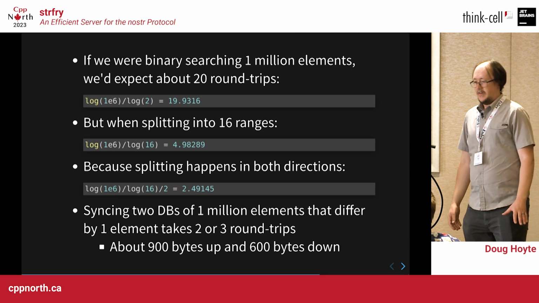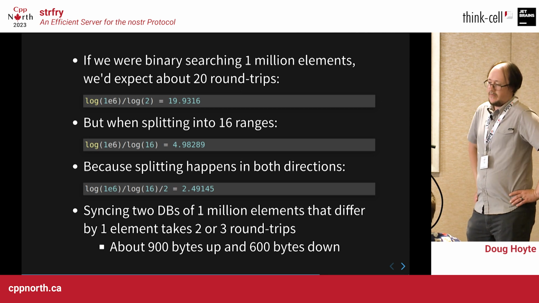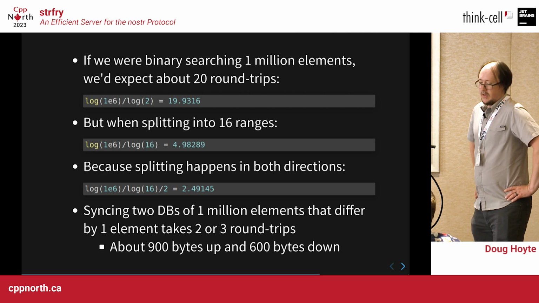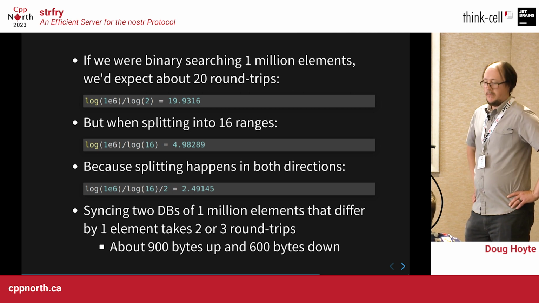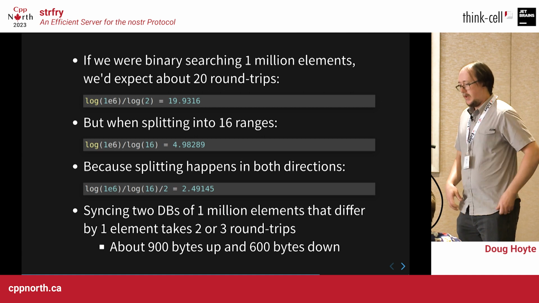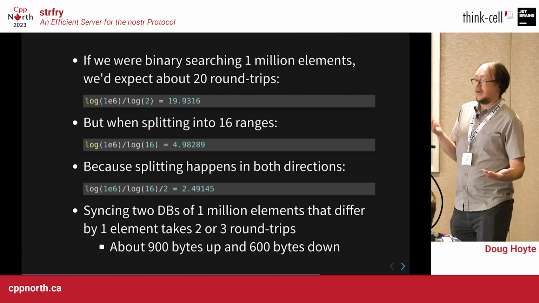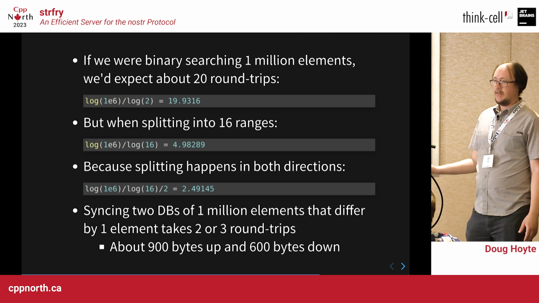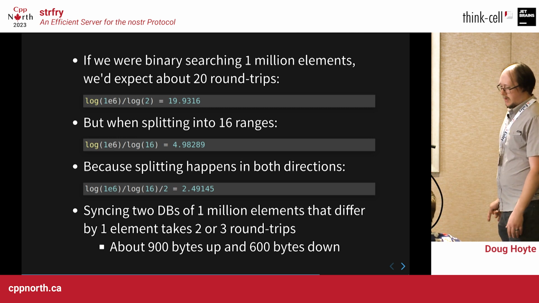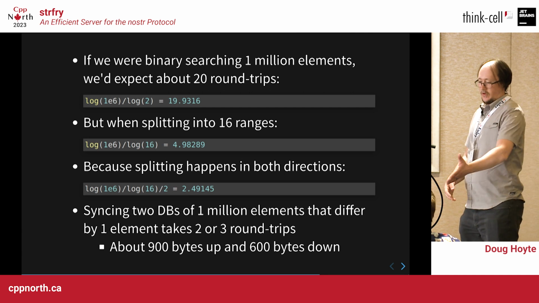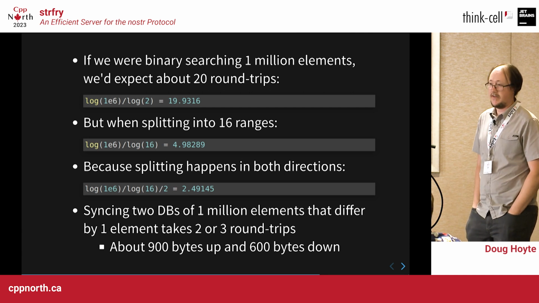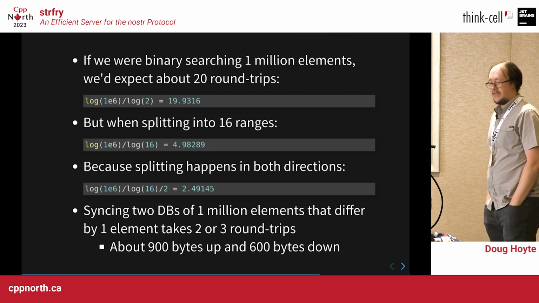Just a little bit of analysis. Imagine that we have 1 million elements on each side, and one element differs between them, right? Well, we know from algorithm analysis, if you're doing a binary search on 1 million elements, you need log base 2 of 1 million operations, right? So about 20 operations. However, let's say we're going to do what negentropy does, and we're going to split into 16 instead of binary search. We're doing a 16-ary search, hexary searching.